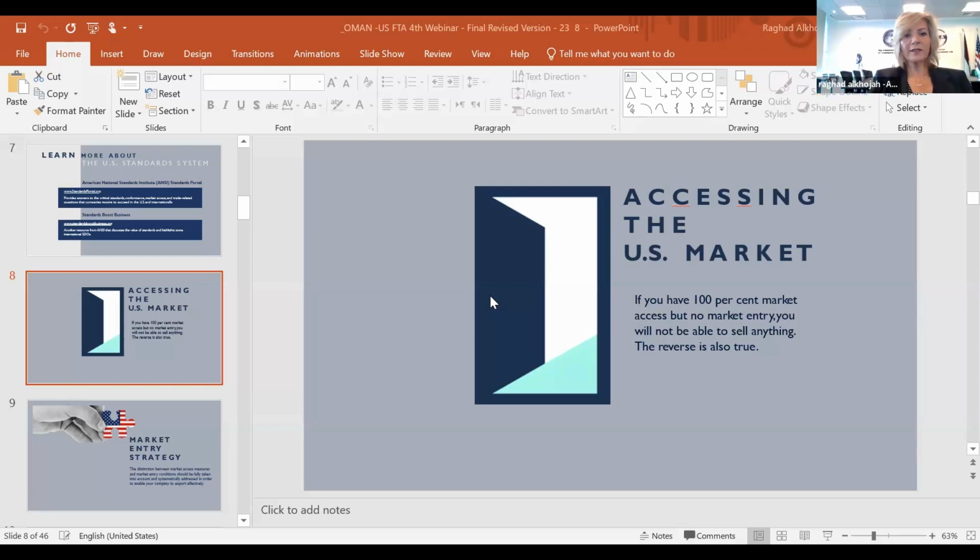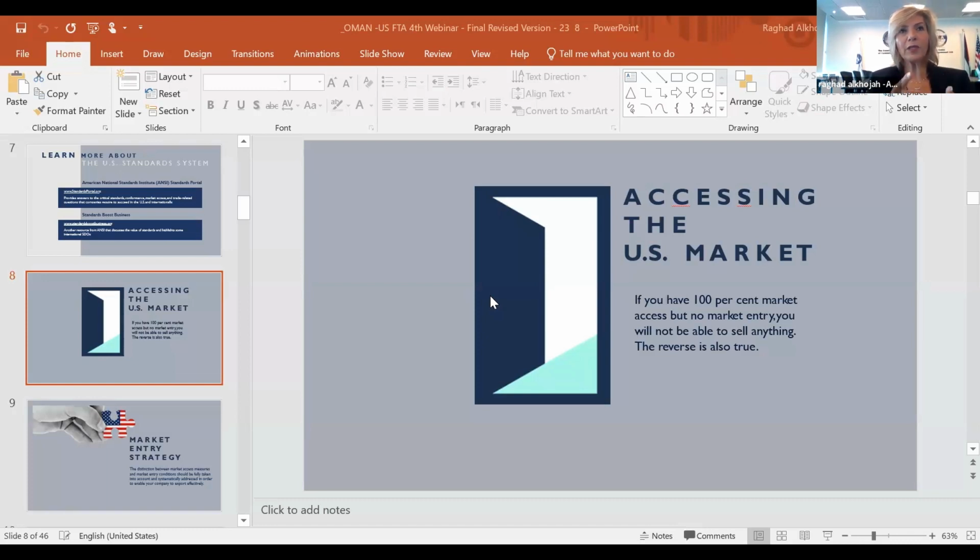Okay. So, accessing the US markets. I want to point out two things here. We have something that's called market access, and then there's market entry. And these are two things that we will go into detail. But just food for thought, if you have 100% market access, but no market entry, you will not be able to sell anything in the US. And the same applies if it is in reverse. So keep this in mind when you are thinking of accessing the US markets. Of course, you will need a market entry strategy.